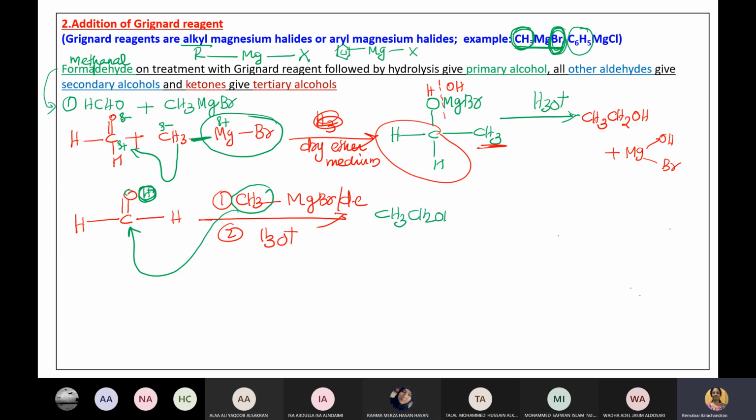Suppose instead I use HC double bond OH and use CH3CH2CH2MgBr, second step H3O plus. Now tell me the product. What will happen here? It will keep one H, and whatever alkyl group is present will go to the carbon. So what's the product?